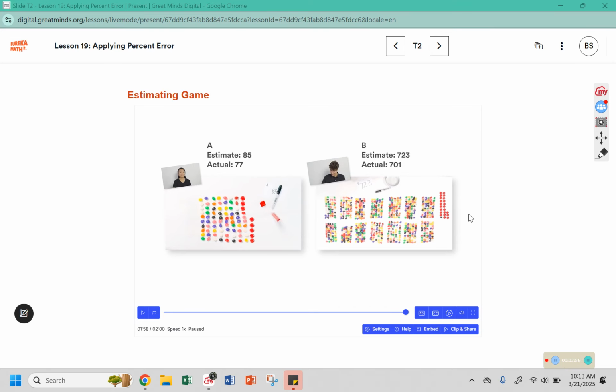So who was off by more? Well, Lily was off by 1, 2, 3, 4, 5, 6, 7, 8. And Ethan was off by 22. So Ethan was off by more jelly beans. But does that necessarily mean that she is a better estimator? If we think about it as a percentage, who did a better job estimating? We're going to look at percent error in the rest of this lesson.